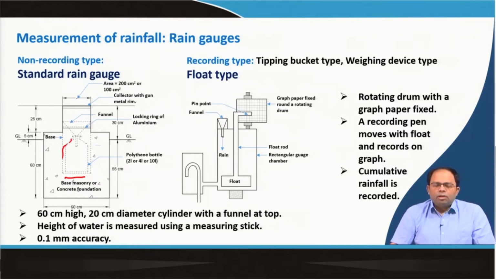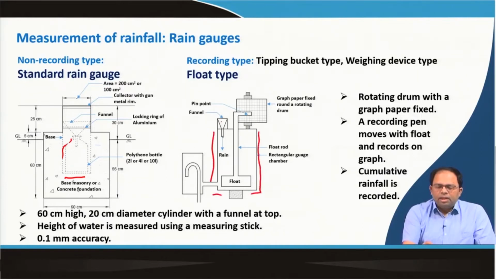Similarly, we have other kinds of rain gauges which are recording type. There are several kinds. The image shows a float type rain gauge, and as you can see over here, it is again a container like this one, this cylinder, and there is a funnel over here as well. Whatever rain falls on the funnel gets inside, and this float gradually goes up. There is a cylinder over here that rotates, and it has a graph paper attached to it.